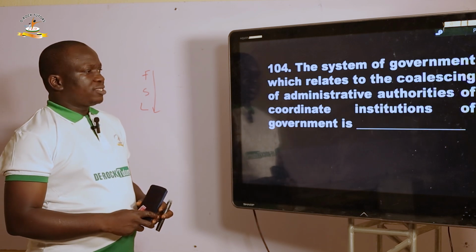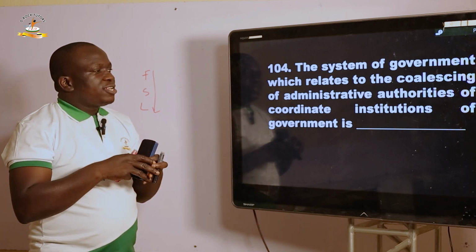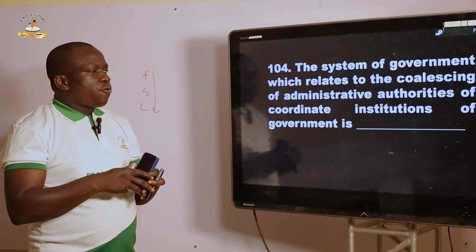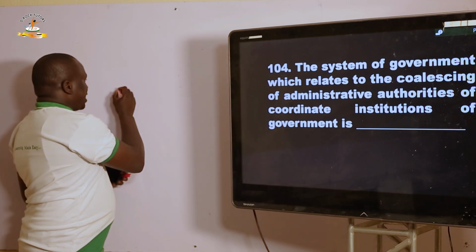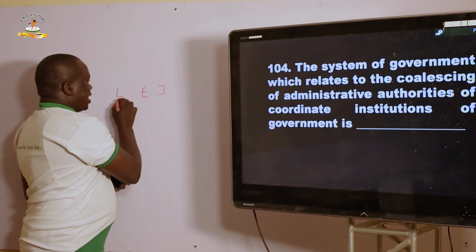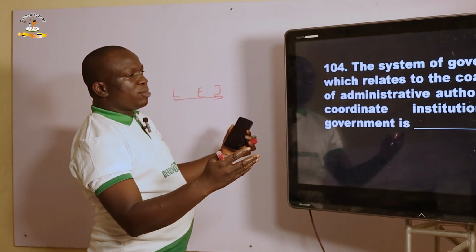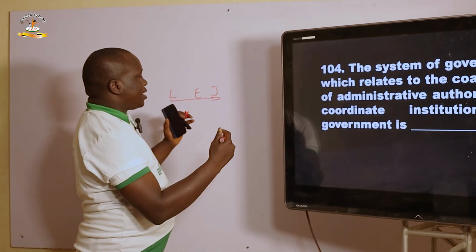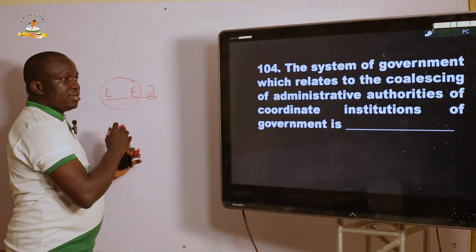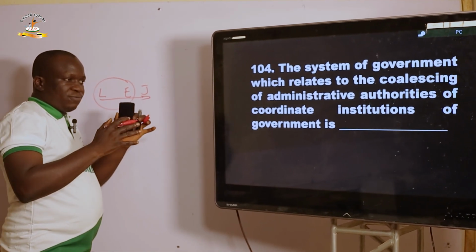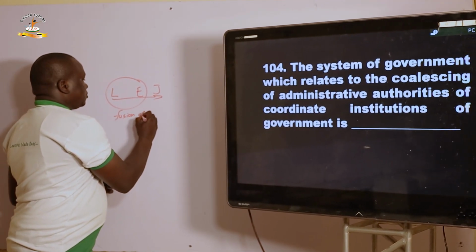The system of government which relates to the coalescing, that is fusion, that is the joining of administrative authorities of coordinate institutions. Like I said the other time, the coordinate institutions are at the same level, the organs of government. So which system of government has to do with putting the powers of these organs of government together? That is fusion of powers. Is that clear? So when you put them together, you join them, you fuse them. Are you getting it now? That is called fusion of powers.